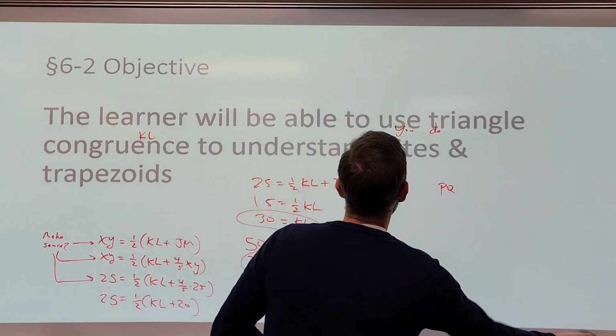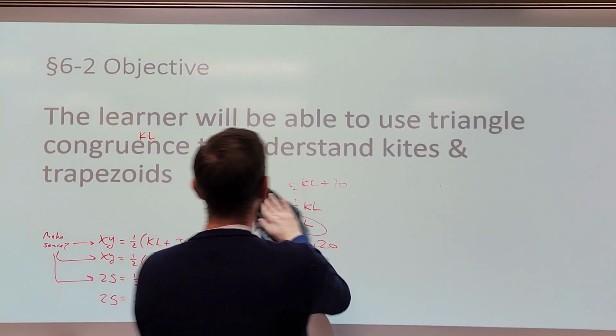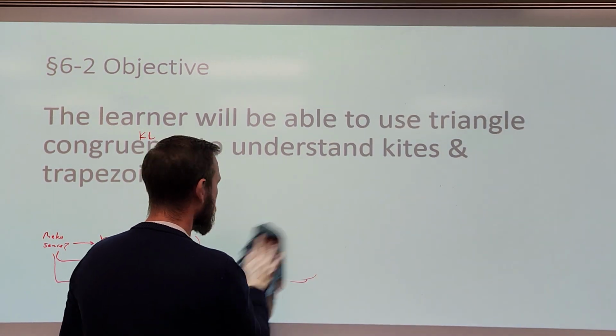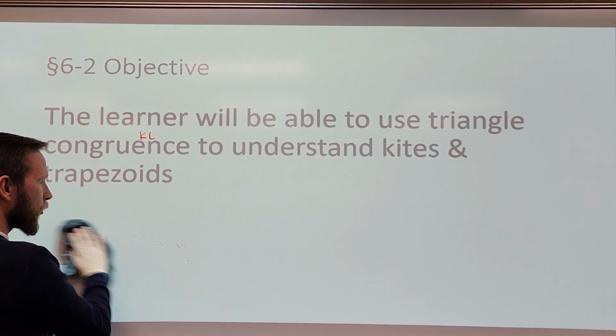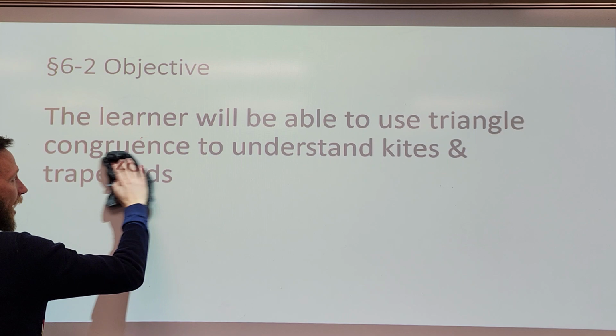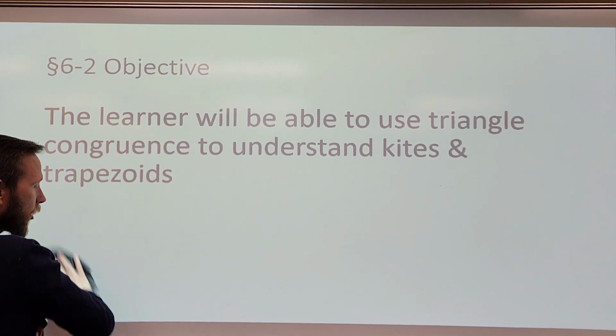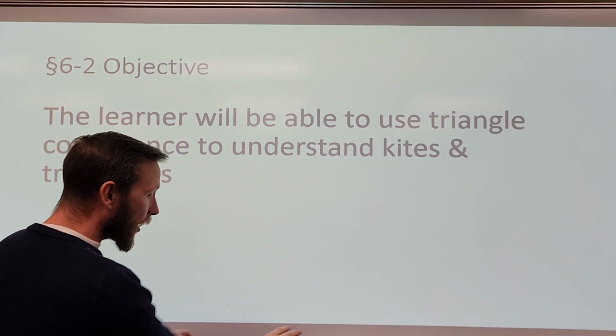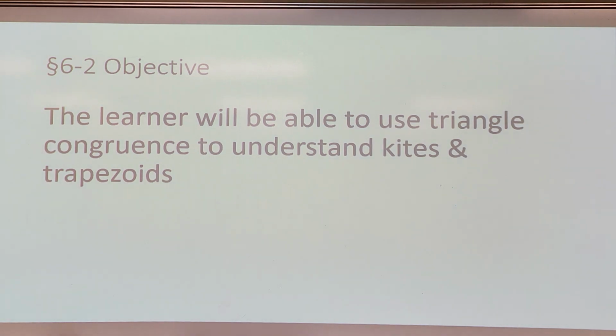Hopefully you understand relationships and properties of kites and trapezoids. All right, we're using triangle congruence to explain that thinking and to understand the relationships within the angles and segments and diagonals in those figures.